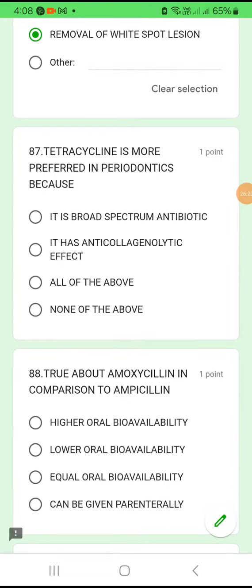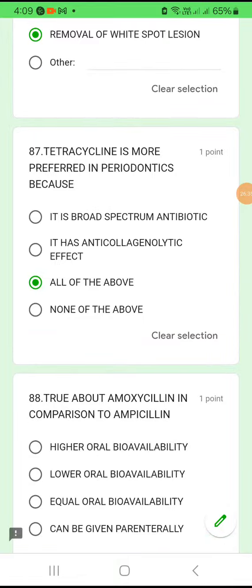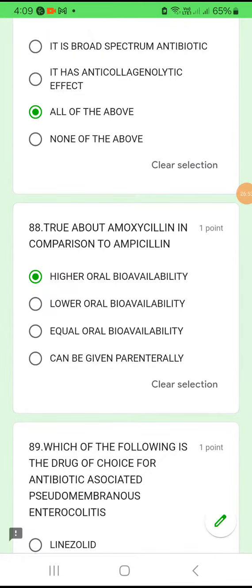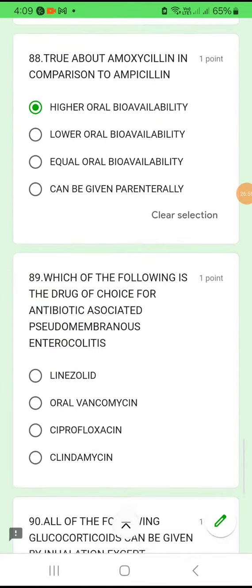87. Tetracycline is more preferred in periodontics because, it is a broad spectrum antibiotic. Yes, of course, tetracycline is a broad spectrum antibiotic. It has anticollagenase effect. Yes, it has that effect also. All of the above. Yes, that is the answer. Option C. 88. True about amoxicillin in comparison to ampicillin. Higher oral bioavailability. Yes, that is true. Amoxicillin has higher oral bioavailability. Option B, lower bioavailability, is wrong. Equal, no. So option A, higher oral bioavailability for amoxicillin compared to ampicillin.